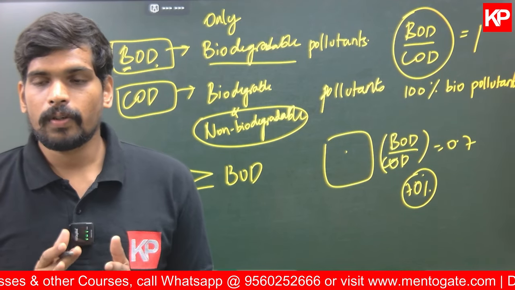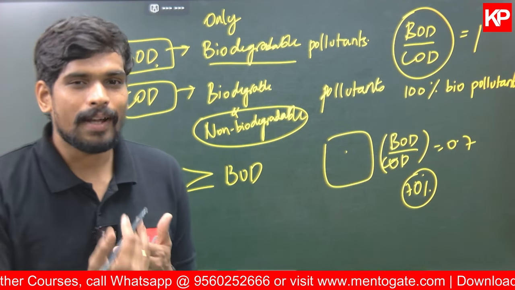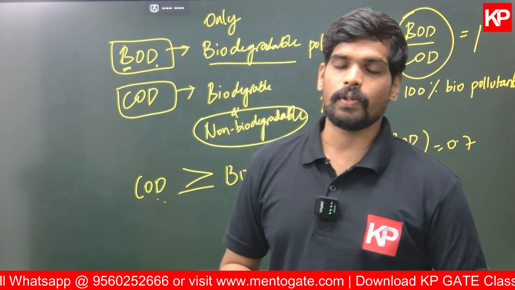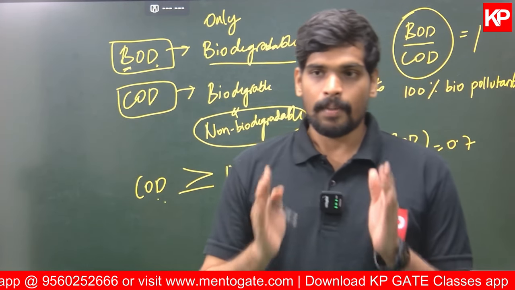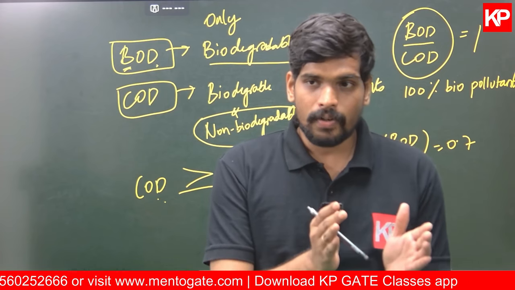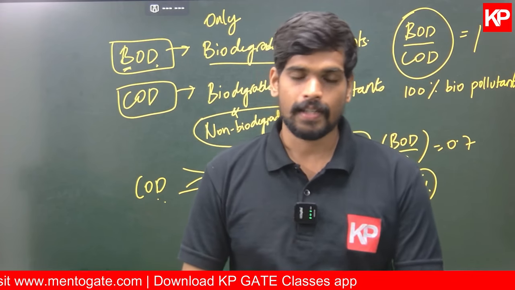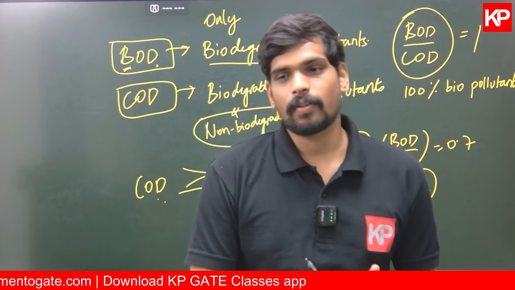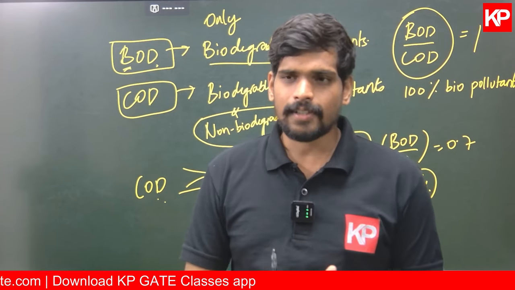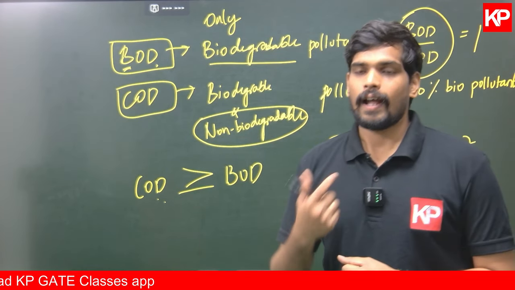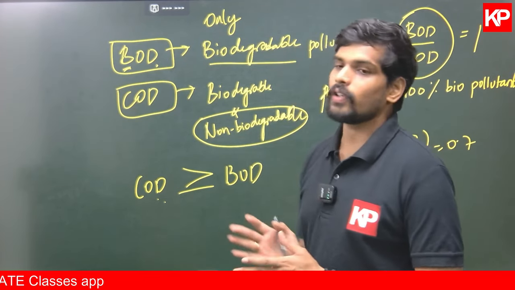So the BOD to COD ratio will tell you about the level of biodegradability of the pollutants. That's the reason you have BOD and COD, two different measures. To summarize, BOD measures the quantity of biodegradable pollutants in terms of oxygen demand by biological processes. COD measures the amount of oxygen consumed by chemical reactions, and it will measure both biodegradable and non-biodegradable pollutants. And COD is generally greater than or equal to BOD.